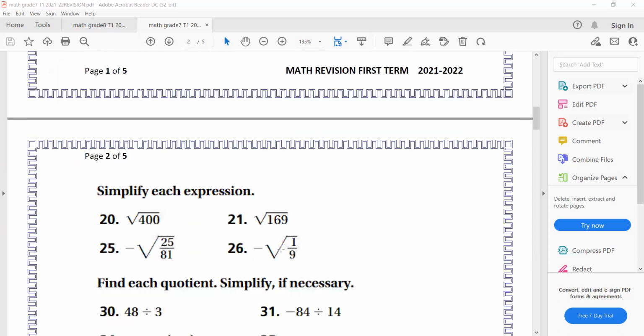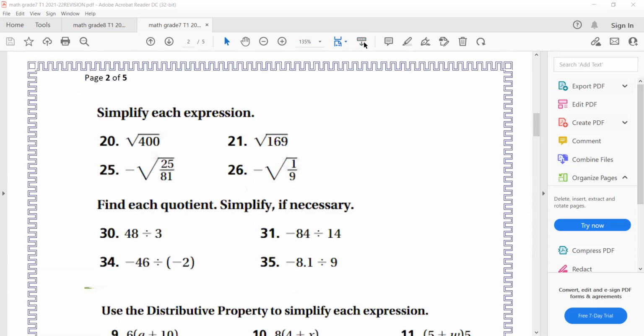Okay, do it. Simplify each expression. Okay, square root of 400 equals what, my dear? 20. Radical 169 equals 13. If I have negative, okay, no problem. Both the same. Radical 25 over 81, it will be 5 over 9. Negative equals negative. Radical 1 over 9 equals 1 over 3.